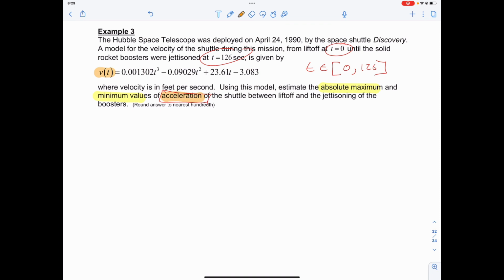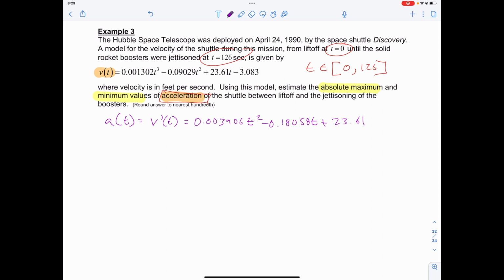and it gave us a formula for velocity. So pulling from what we already know, acceleration is equal to the first derivative of velocity, or 0.003906 t squared minus 0.18058 t plus 23.61.